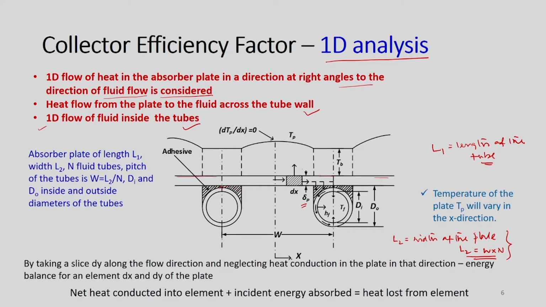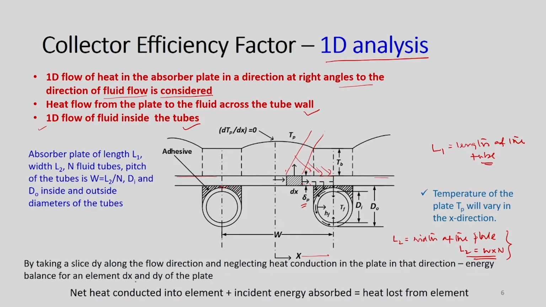Okay. And this is the x, and the small section is dx in between these two tubes. Okay. And we will apply the knowledge of heat transfer here. So, heat will be conducted from here and then some amount of solar radiation will be falling from the top, which will be transferred through this absorber plate to this fluid. Okay. So, by taking a slice, this is dy, so dy will be something like this. Okay. This will be dy along the flow direction.